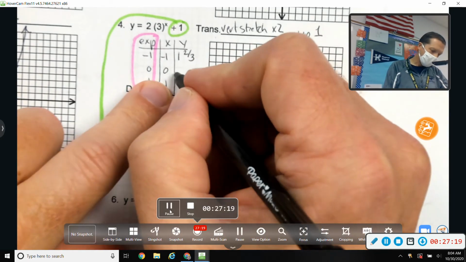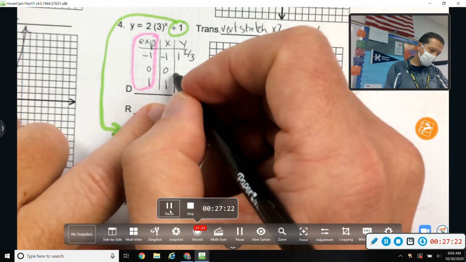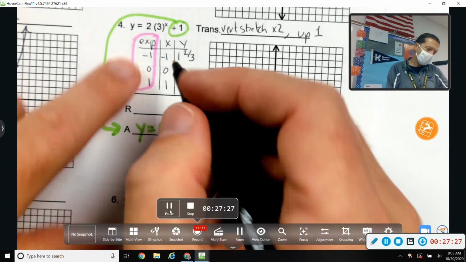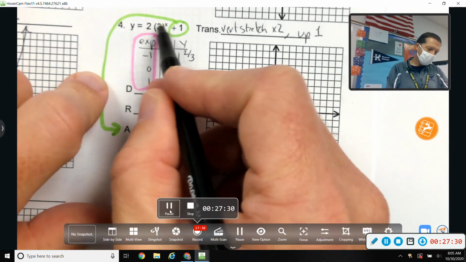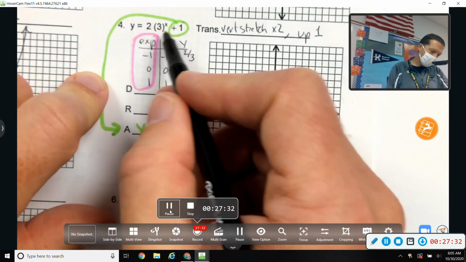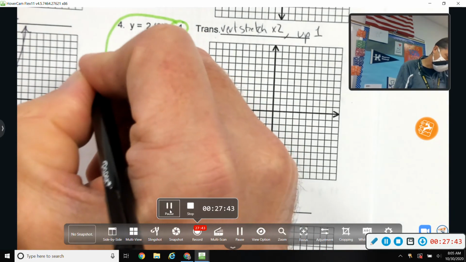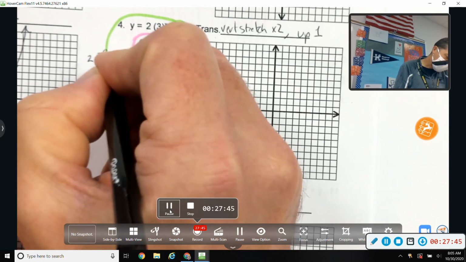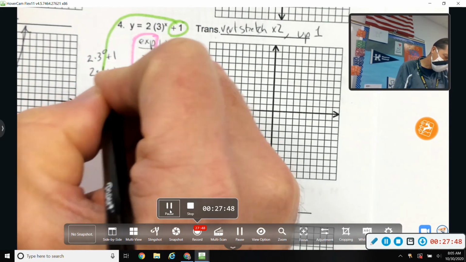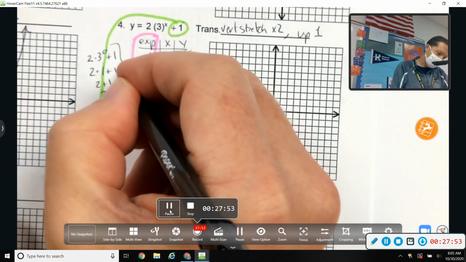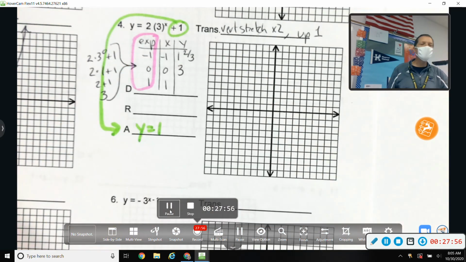Plug in 0. Okay, be careful. 0, sometimes we get to thinking that 0 just wipes stuff out. Like, well, not really here. 3 to the 0 is 1 times 2 is 2 plus 1 is 3. There's not much room to show that, but if you need to off to the side, show that work, you can do that. I don't think you would need to show all of those steps, but show the steps that you need to show.